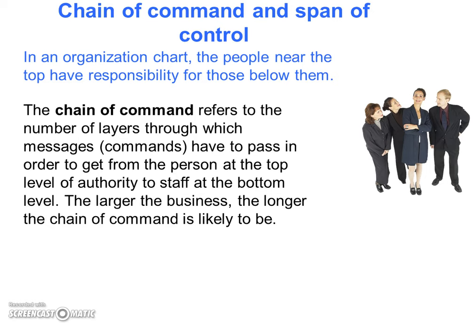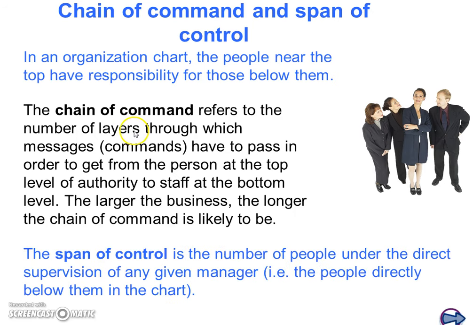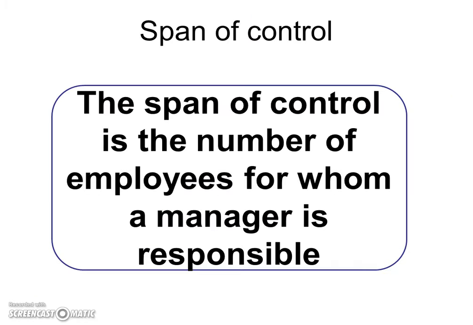So think of the army, from field marshal and general level down through colonels, lieutenant colonels, captains, majors, lieutenants, all the way down to the corporal and private at the bottom of the hierarchy. Span of control means the number of people under the direct supervision of any given manager. So how many people are you directly responsible for? Not how many people are below you in the entire hierarchy, but just who are you directly responsible for? You can look over that.